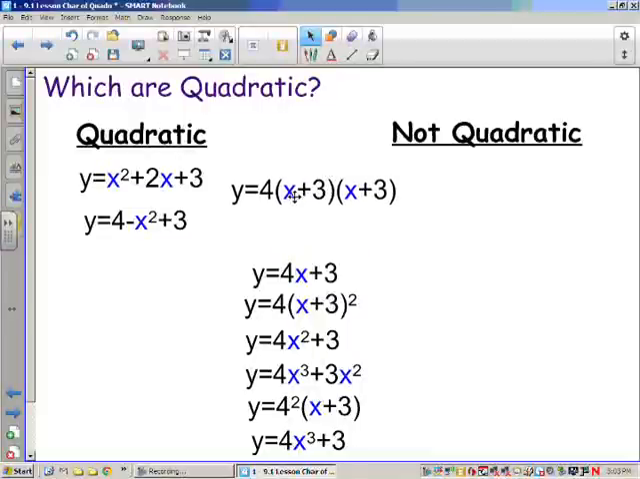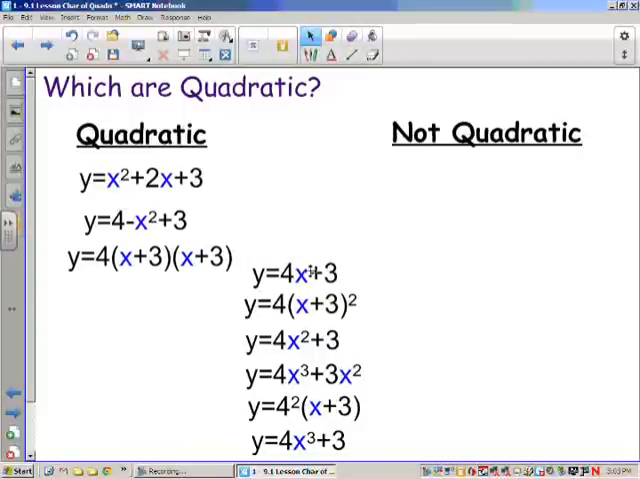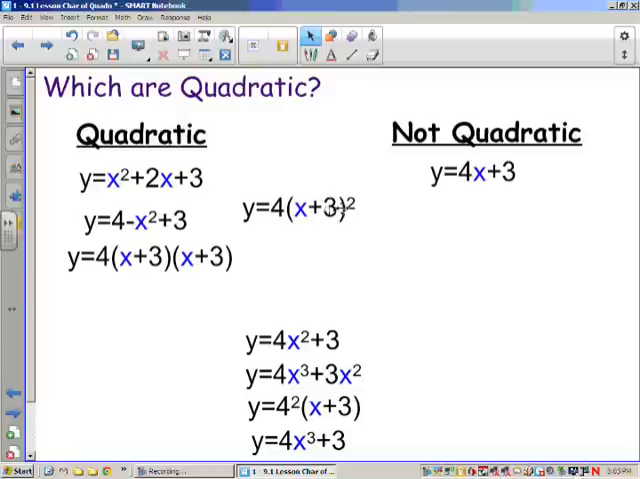Here's one that is a little deceptive. If we FOILed this out, we'd see an x squared in there, and that would be the highest exponent, so that'll be a quadratic. Here's one with an x to the 1, not x to the 2. That's a linear. Another one that's quadratic. If you FOILed out the x plus 3, you'd get an x squared.